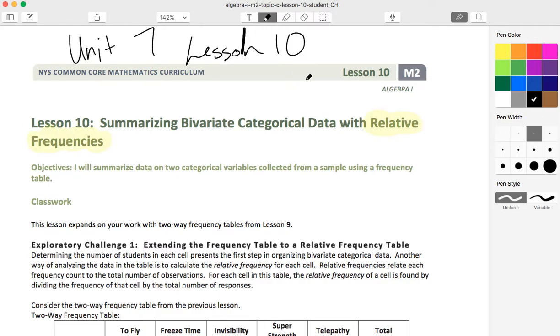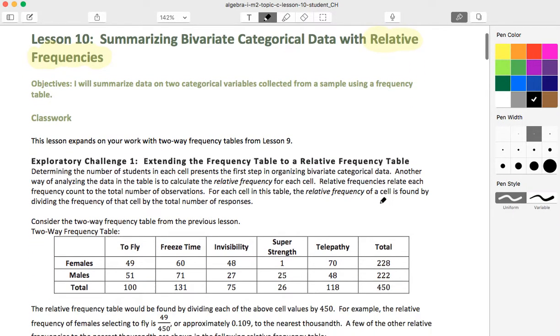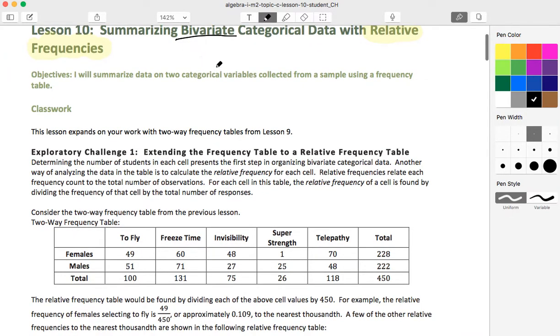You should be keeping a list of your vocabulary words as we go, and anytime there's justification, you should be using your vocabulary words. So bivariate means that we have two categories. In this case, we have superpowers and male and female. So that's what bivariate means. There's two. And we are going to be using frequencies. So frequencies is how often people vote for that or choose that.